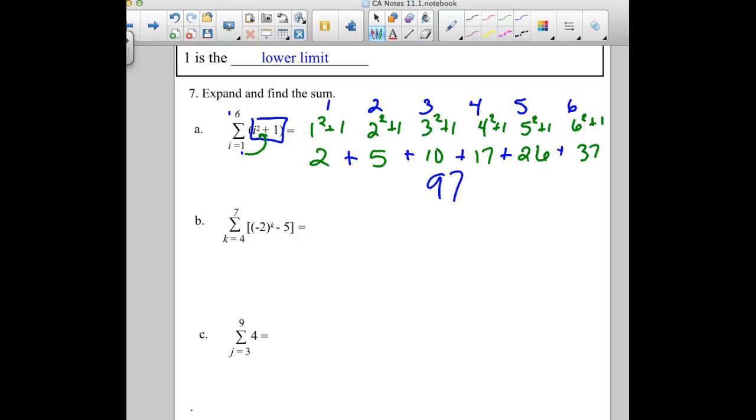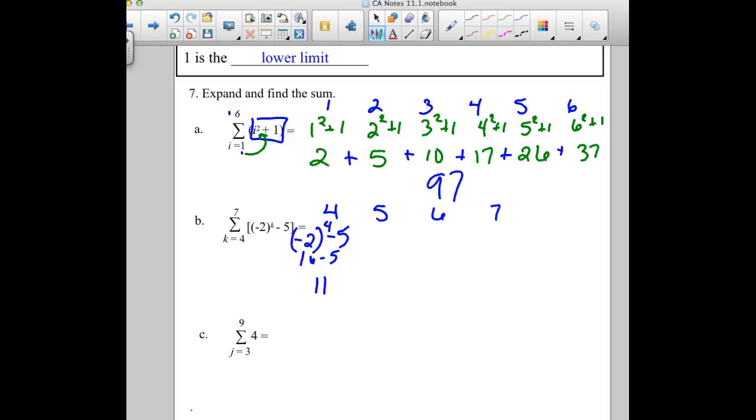So we're going to list the numbers 4, 5, 6, and 7. We need to find each of those terms. Notice our formula says take -2 to the k power and then subtract 5. Now be careful here. What happens when you take a negative number to an odd power? It's still negative. If you take a negative number to an even power, it becomes positive. So if you're going to grab a calculator, watch how you're typing that in. So -2 to the 4th power minus 5. What is -2 to the 4th? 16, minus 5 would be 11.